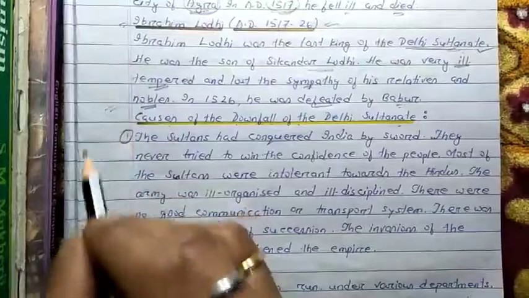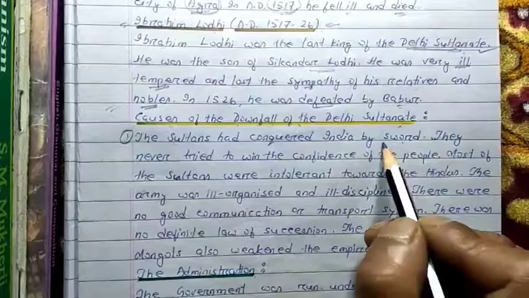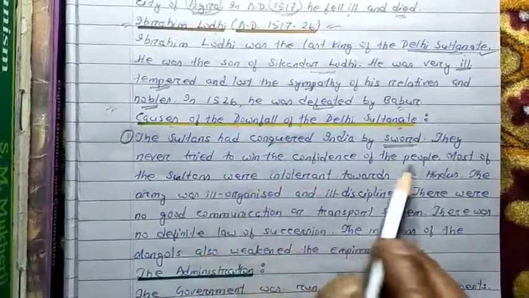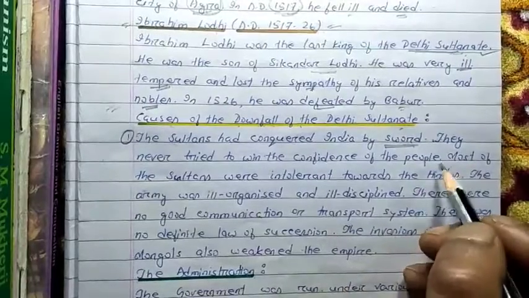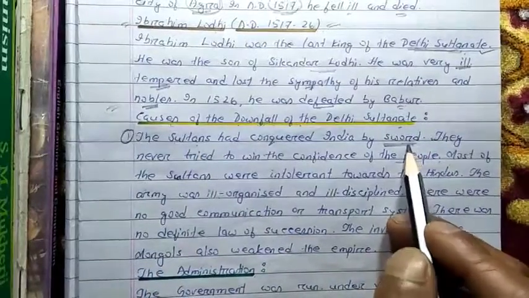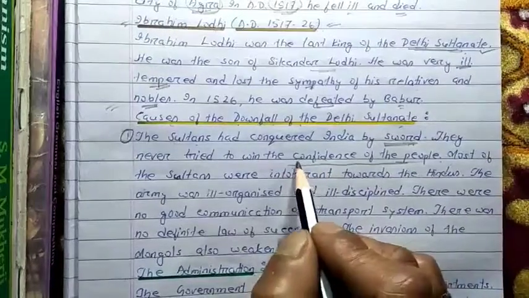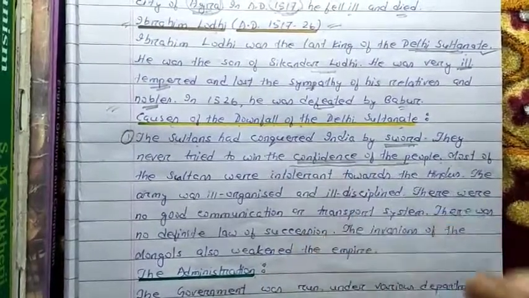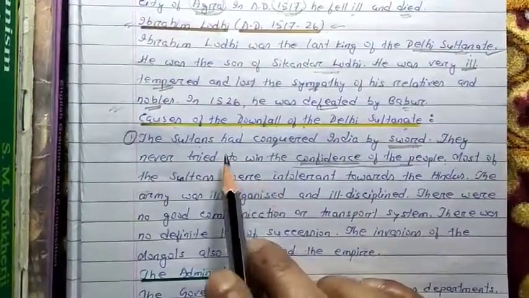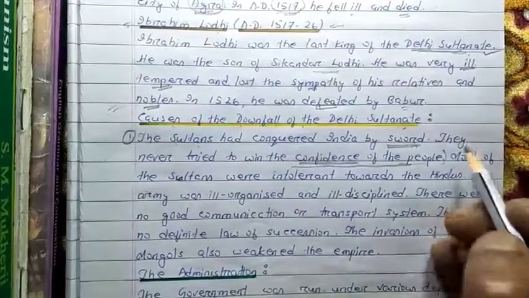The first point, the Delhi Sultans had conquered India by sword. By sword means by their power of army or might. They never tried to win the confidence of the people. This is the first point we can say. When the Delhi Sultans conquered our country by sword or by their power, they never tried to win the confidence of the people. And as you know, if the confidence of the people cannot be won, no dynasty or no person or no ruler can rule for a long time. So the Delhi Sultans lost the confidence of the people, and that's the first reason for their downfall.